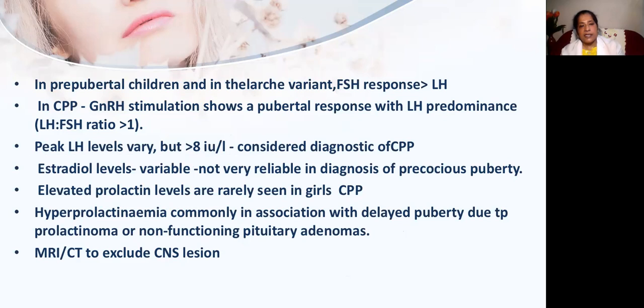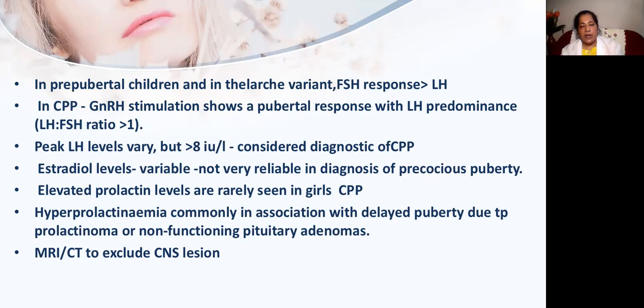Peak LH levels vary, but if they are more than 8 international units per liter, it is considered diagnostic of central precocious puberty. Estradiol levels are variable, not very reliable in this diagnosis. However, elevated prolactin levels are rarely seen in these girls with precocious puberty. Hyperprolactinemia is a common association with delayed puberty due to prolactinoma or non-functioning pituitary adenomas. In such cases, an MRI or CT would help to exclude central nervous system lesions.